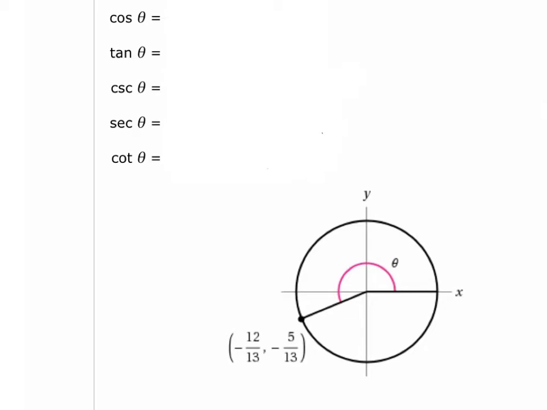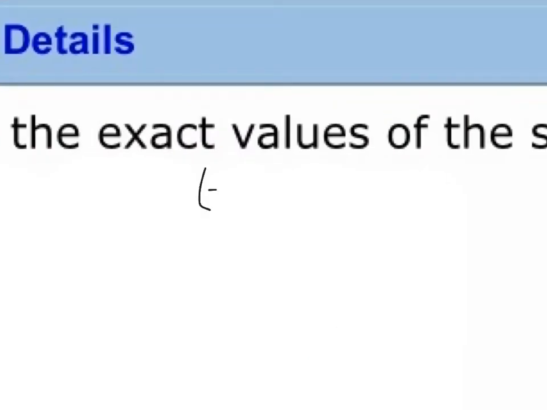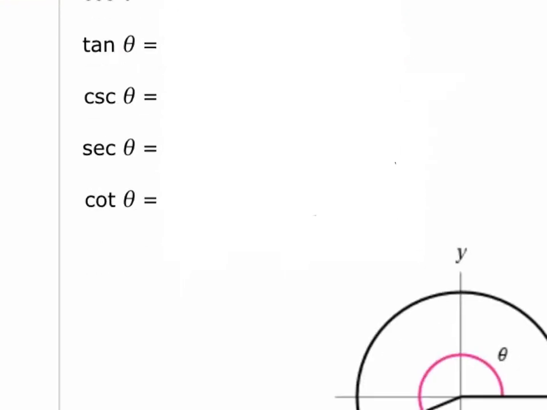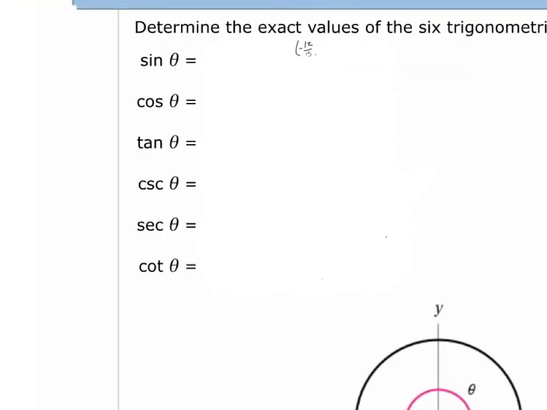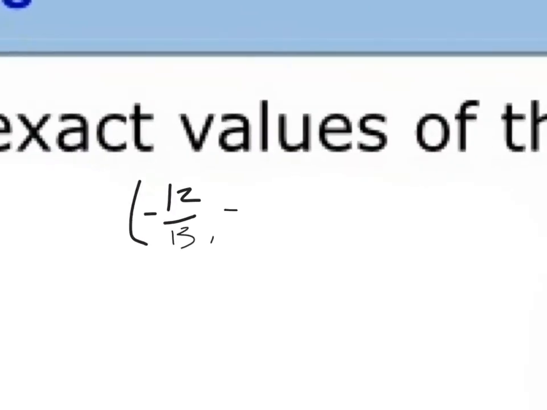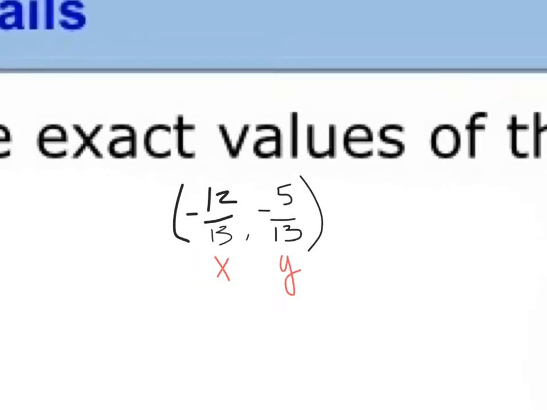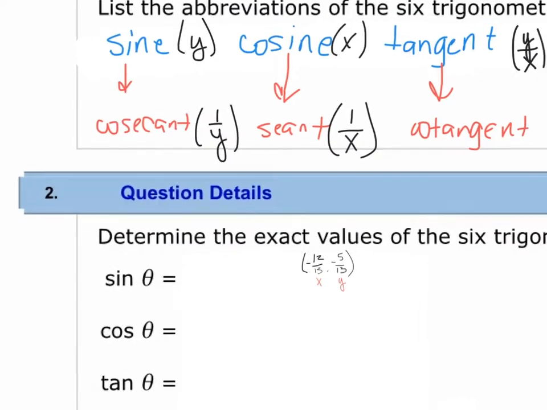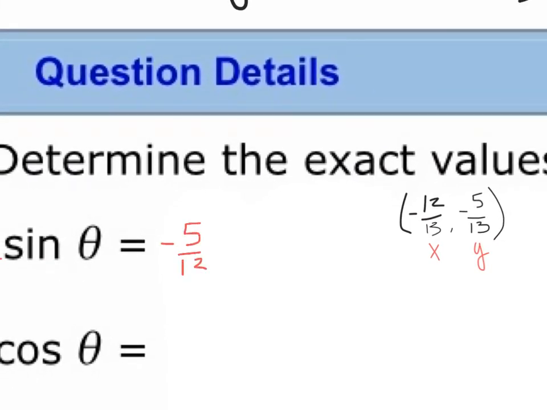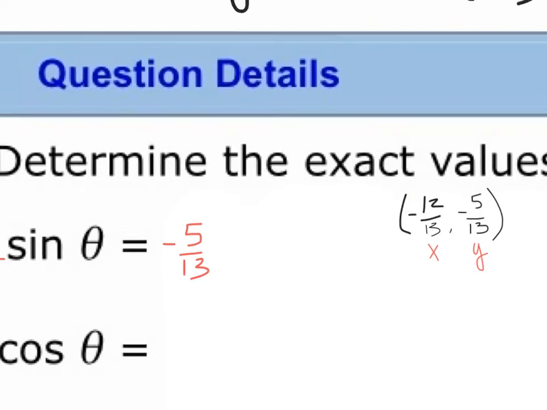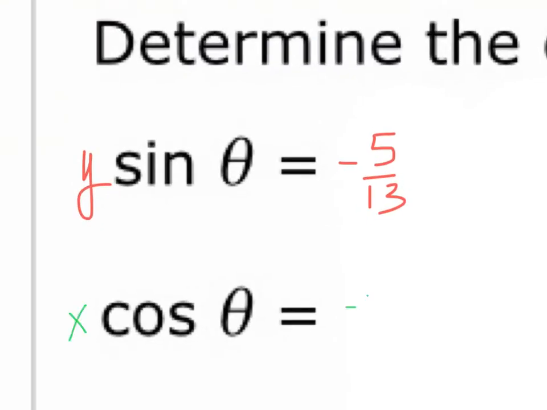But here, we have the ordered pair of negative 12 over what? 12 over 13. And then the other one is what? Negative 5 over 13? Okay. Right away, you know 2 of the 6 functions. What do we know? Sine and cosine. So the sine of this angle theta that they gave us is the y value, correct? What's the y value? Negative 5 over 13. What is the cosine? Negative 12 over 13. That's the x value, negative 12 over 13.